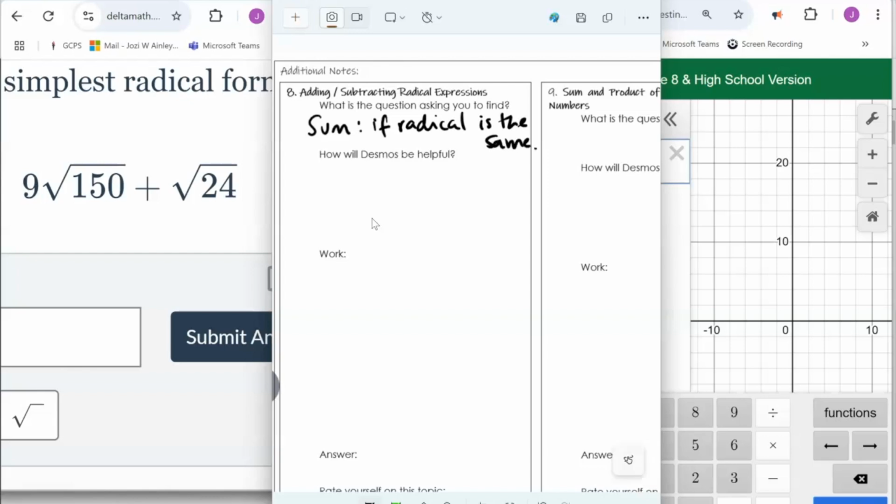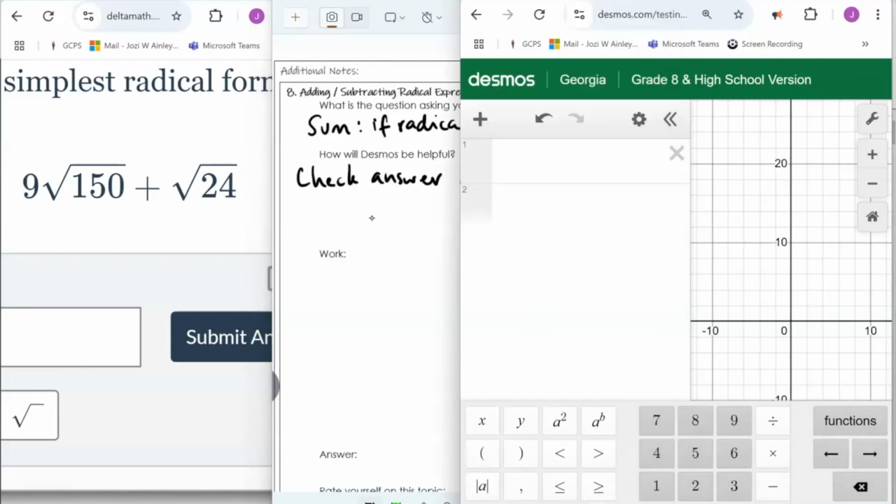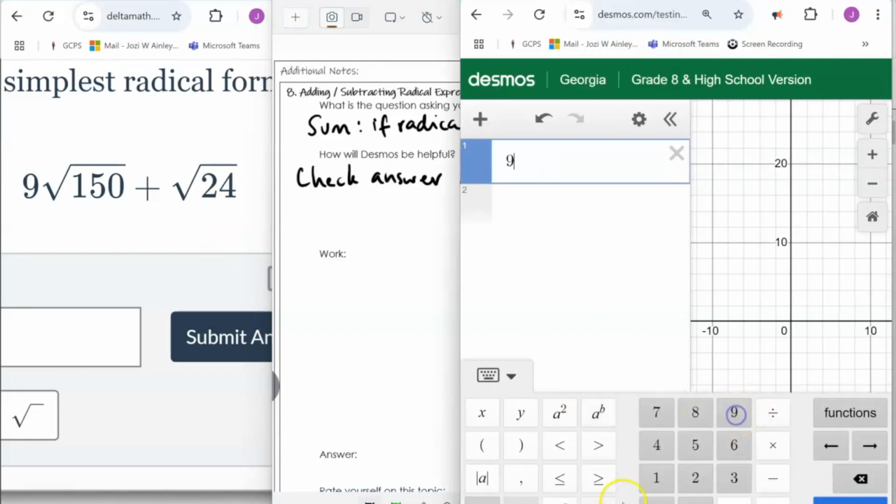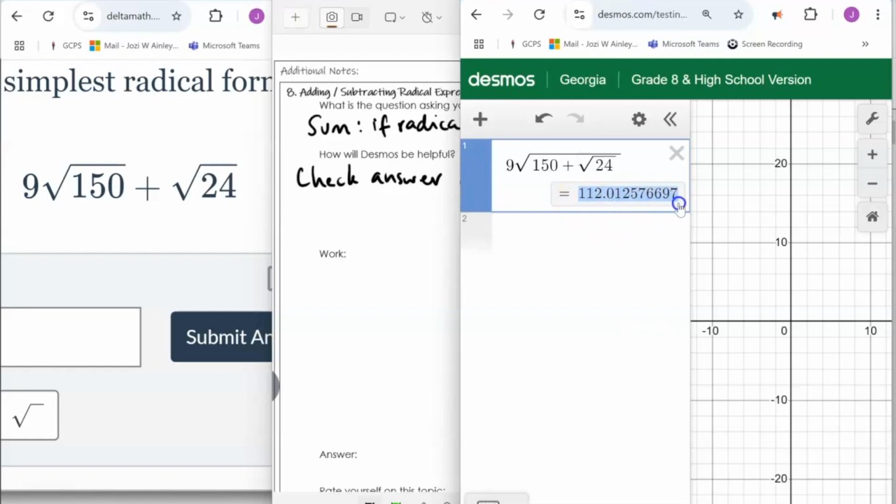Are they the same? No. So again, I've got to simplify. How is Desmos going to be useful? Check your answer as you go. That's how it's useful. But you have to write down specifically how it's going to help you, or what you need to put in Desmos in order for it to help you. So I'm going to go ahead and copy the question in. So my answer is 112.001. And as long as the answer stays like this, then I am good.